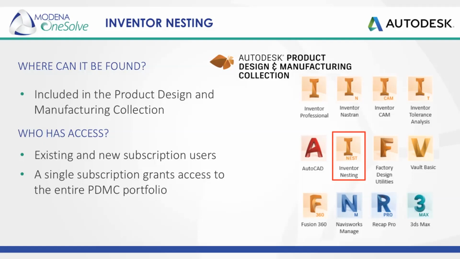Before we dive into the operations of Inventor nesting, I would like to address some common questions that may arise later on. Where can Inventor nesting be found? Inventor nesting is one of the many applications that form part of Autodesk's product design and manufacturing collection. Just to name a few that are bundled into the collection, we have Inventor Professional, Inventor CAM, Fusion 360, AutoCAD, and AutoCAD Plant 3D. As it stands, the product design and manufacturing collection is quite comprehensive, and in short, it contains all the tools you'll need to design, simulate, and manufacture.